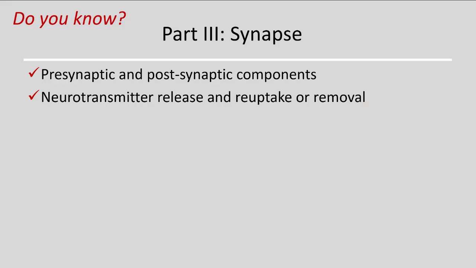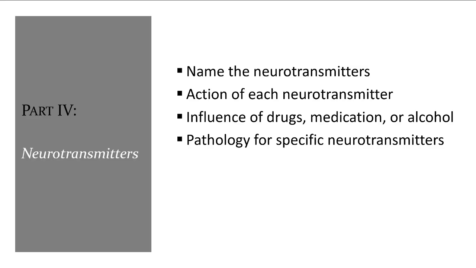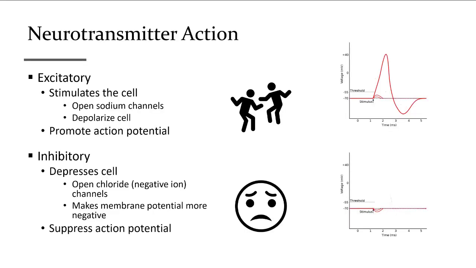So for a synapse, you should know what's the presynaptic and postsynaptic components, as well as how a neurotransmitter is released, and then how it's removed or taken back up. Finally, we'll go through the different types of neurotransmitters. The action of neurotransmitters can be to excite a cell, meaning it's going to open up sodium channels and cause cell depolarization and cause an action potential, or it can inhibit a cell, causing the cell to go farther away from threshold and making it harder to reach an action potential.